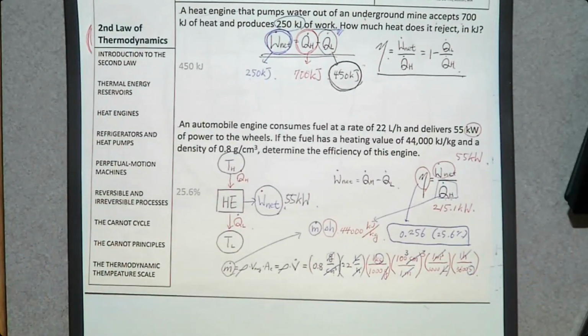There's nothing different between here and there. It just has more unit conversion. Yes, your question? Sure. That H is mass flow rate times the heating value.